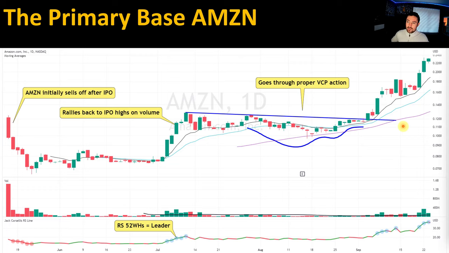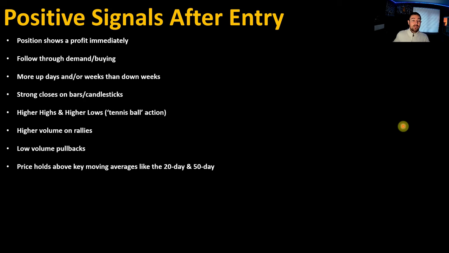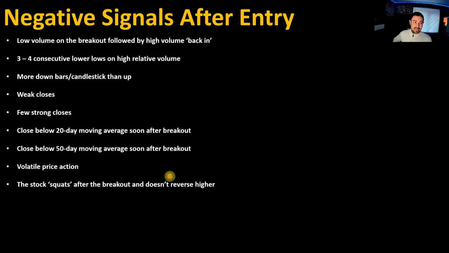So let's now go on to positive signals after an entry. We're going to look at positive signals and negative signals after an entry. These are in Minervini's own words, though I may paraphrase a little bit. The position shows you a profit immediately. There is follow-through buying demand, so the share price is just going up afterwards. Widespread candlesticks or bars, volume coming through, 52-week highs on the RS line would be very good. More up days and/or weeks and fewer down weeks, strong closes on bars or candlesticks, that tennis ball action, higher highs, higher lows, higher volume on the rallies, low volume pullbacks, price holds above key moving averages such as the 20-day and the 50-day.